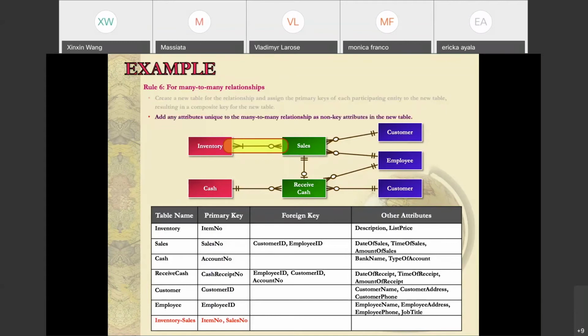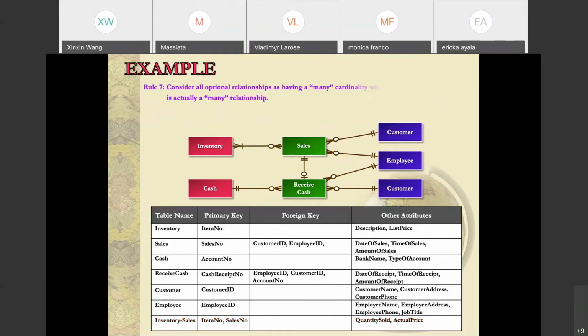And the foreign key, so add any attribute that is unique to the many-to-many relationship as a non-key attribute in the new table, right? The quantity sold, actual price, right? Then we consider all the optional relationships as having many cardinality, whether or not there are actually many relationships. Ignore the fact that relationships are optional and apply the 6 conversion rules for the mandatory relationship.